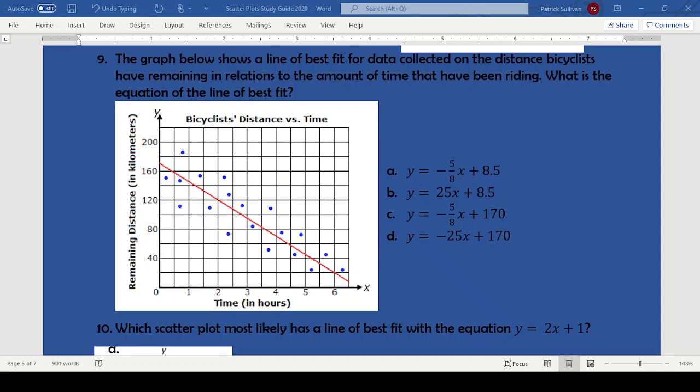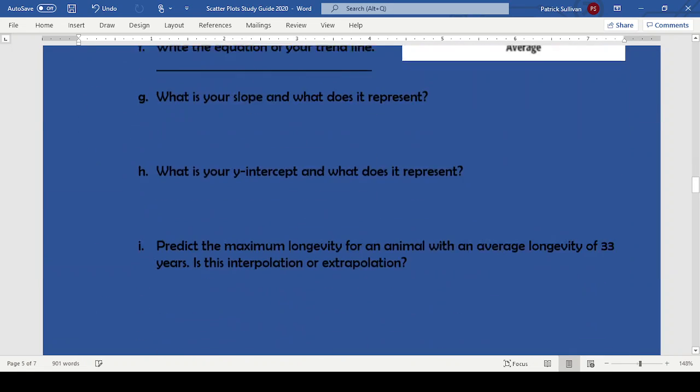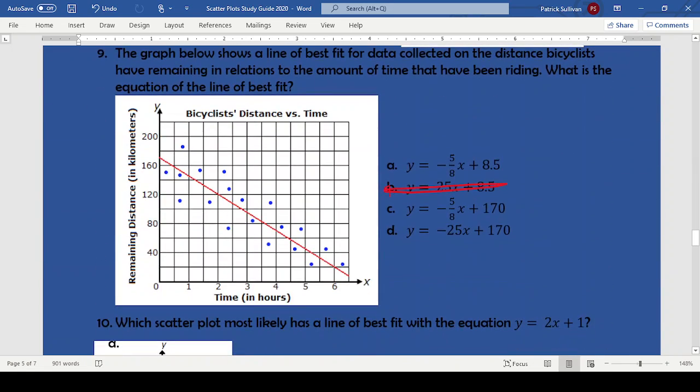So the first thing that I like to do is identify if the slope of my line is positive or negative. And I notice that my line is going down, it is trending downwards, it has a negative association. And therefore, the slope must be negative. So that allows me to cross out this option because it has a positive slope. In this case, it has a positive slope of 25. So that's definitely out of the running.